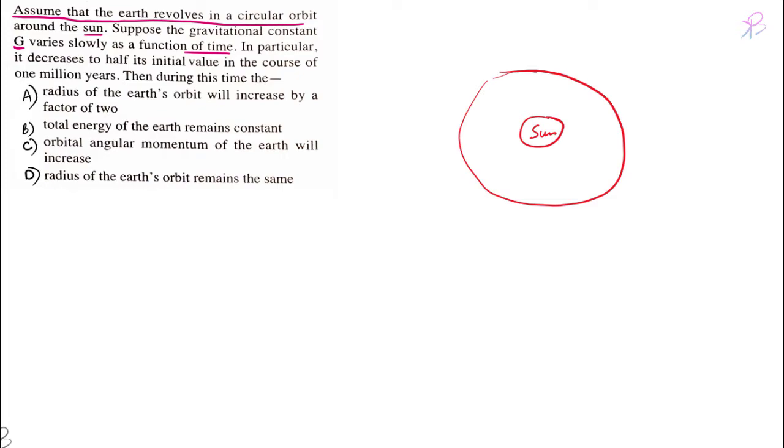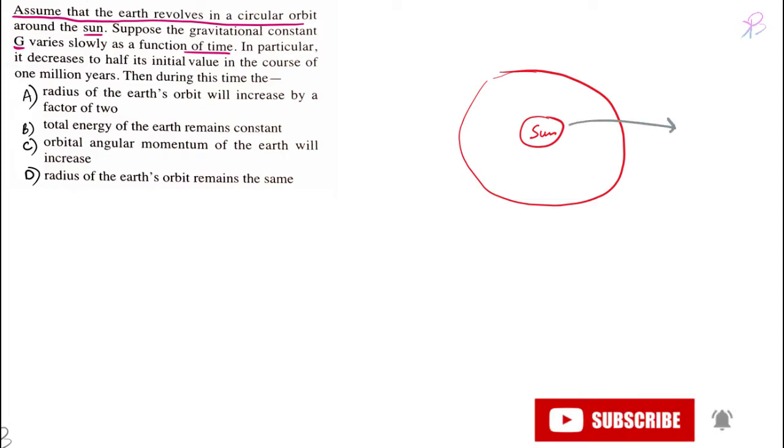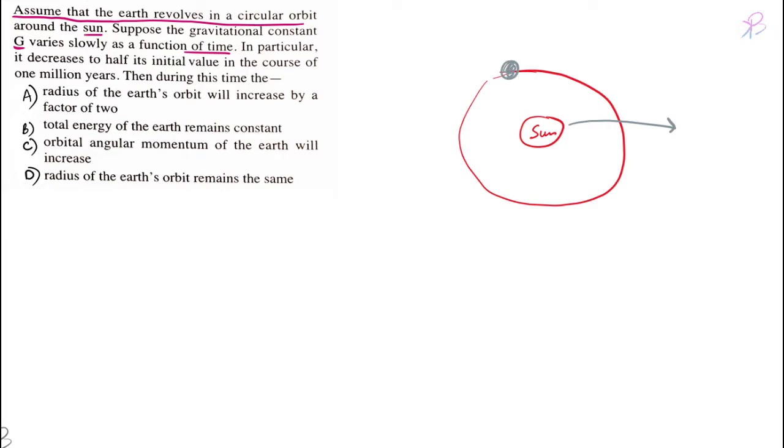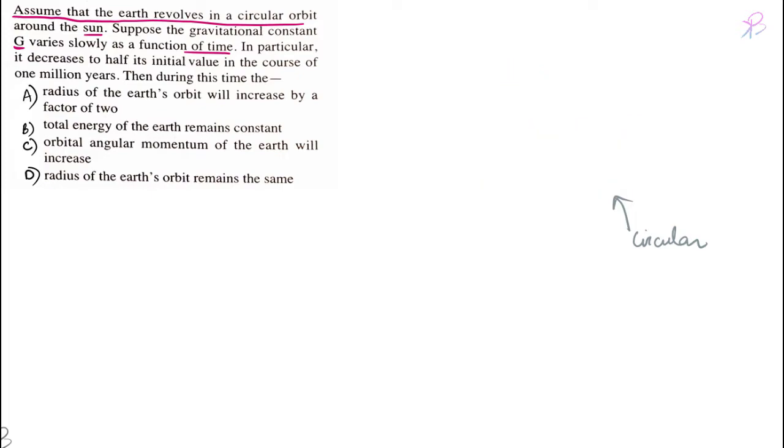So what we have is, we have the sun at the center, and our planet Earth is moving in a circular orbit. So this orbit is circular. Then what can be done? So let me just erase this so that we can start with a fresh page. Now we know that for central force, the angular momentum of the system is conserved. So basically total angular momentum is constant.